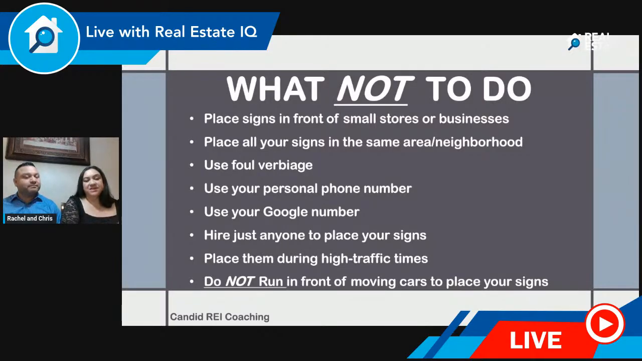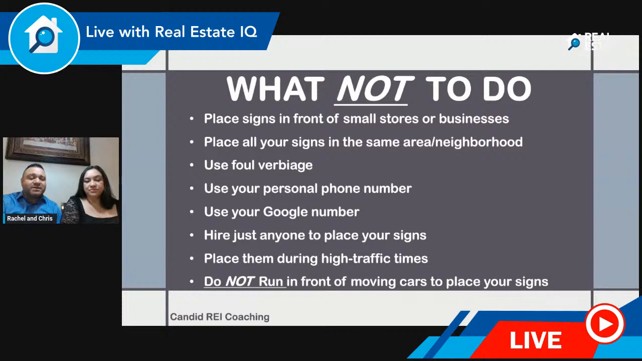It's just a matter of asking, and some will say yes, and of course some will say no, and just respect that, because if anything, you're just going to lose your sign right away. So place all your signs in the same area, neighborhood. I would say try and remember where you put your signs, right?